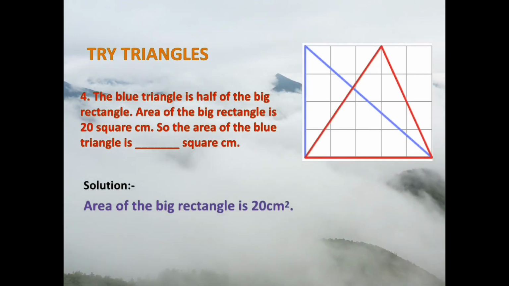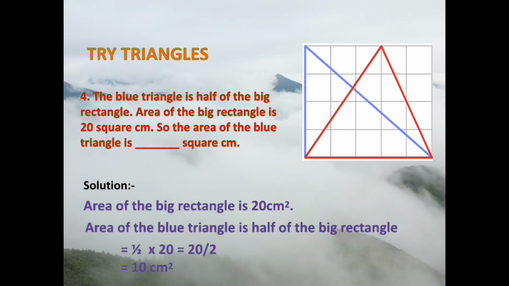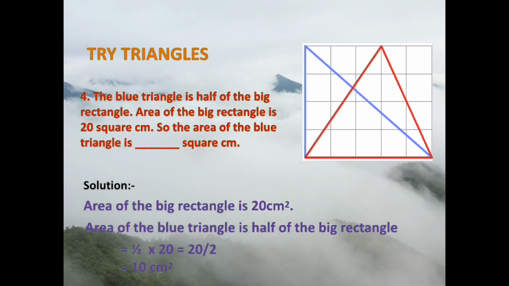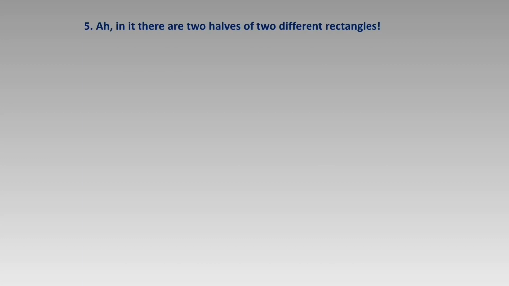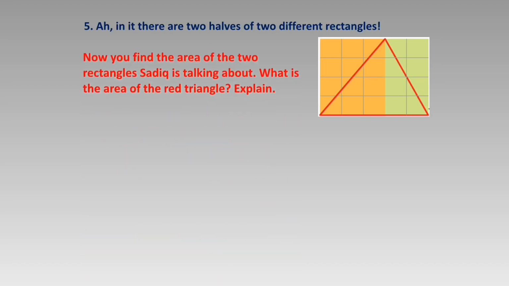Area of the big rectangle is 20 square centimeter. Area of the blue triangle is half of the big rectangle. So half into 20 is equal to 10 square centimeter. In it there are two halves of two different rectangles. Now you find the area of the two rectangles Sadiq is talking about. What is the area of the red triangle? Explain.